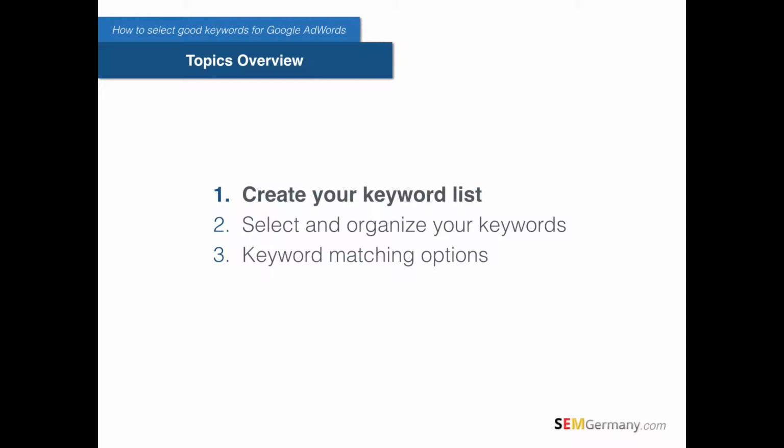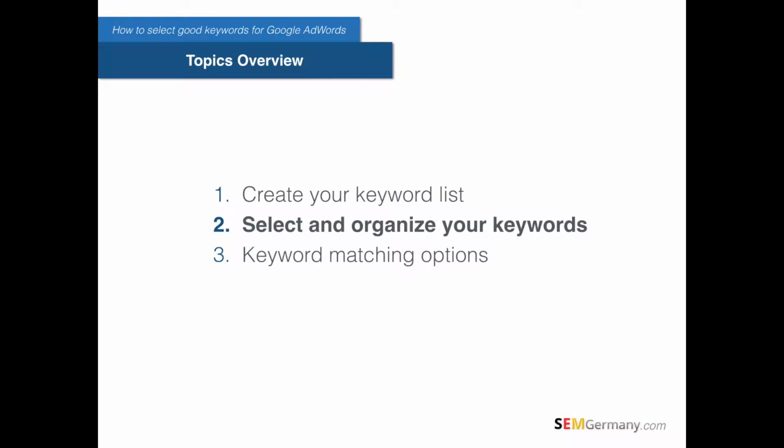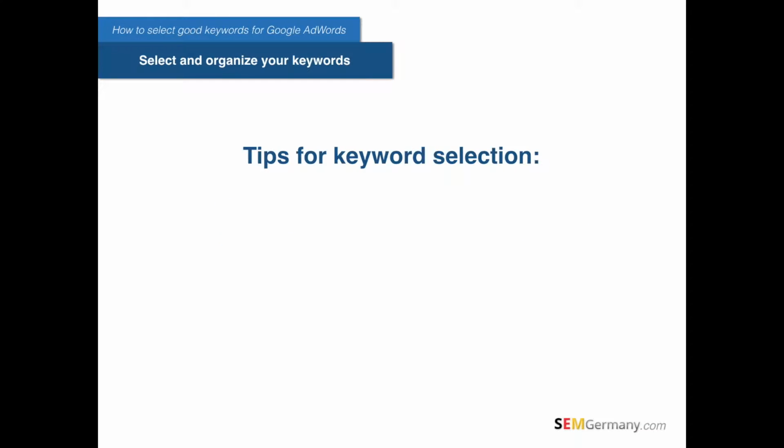So when you have created your collection of keywords, you can go on with the next step to select and organize your keywords. By now what you should have is an extensive list of keywords that describe your products or services. In fact, the goal in the first step was to write down as many keywords as possible. Now you should select the keywords you actually want to include in your AdWords keyword portfolio. That means which keywords do you eventually want to pay money for.